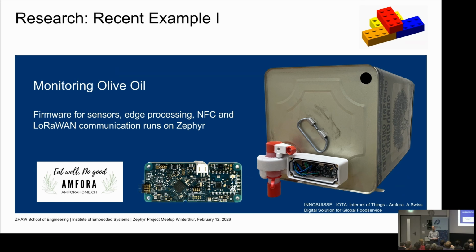Just some examples here. This is an InnoSwiss project we are just finishing for a startup called Amphora. Olive oil as a service, if you want, where you have an intelligent tap with NFC to identify the container, with sensors to have fill level and quality measurements on there. You see the print here, and putting it all together, sending the things away over LoRaWAN. Some of the components there are very off the shelf, some are pretty new, but putting this all together, Zephyr enabled us to do this quite quickly.